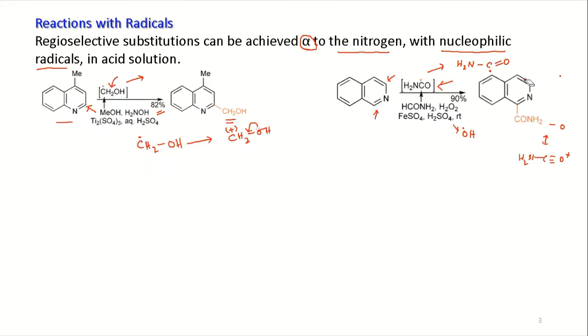So you have the radical reaction this way. Now quickly we'll go to the reactions, which is one of the most important class of reactions for quinoline and isoquinoline: the reactions with reducing reagents.